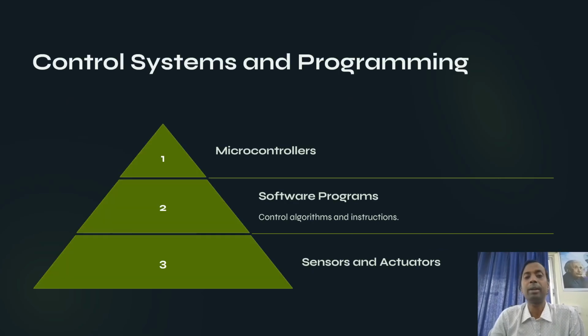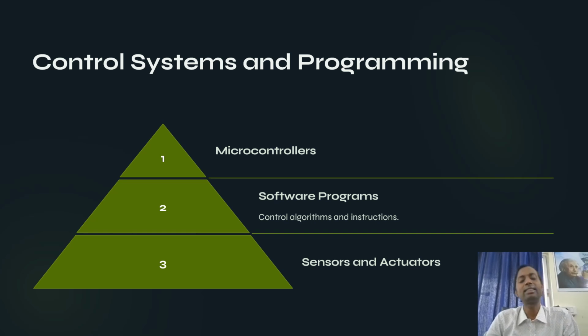Then control system and programming. We know in every robotic system, a microcontroller is used and software programming is used for the controlling algorithm and instructions. Software is generally controlled by some algorithm and instructions. And sensors and actuators obviously provide the information to the microcontroller.